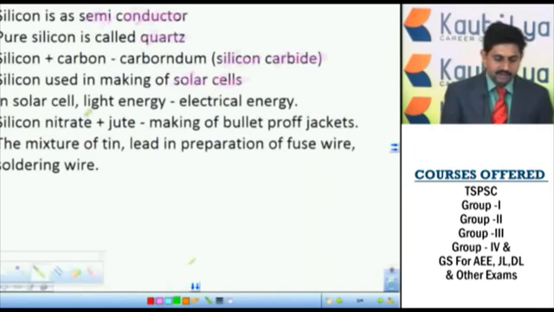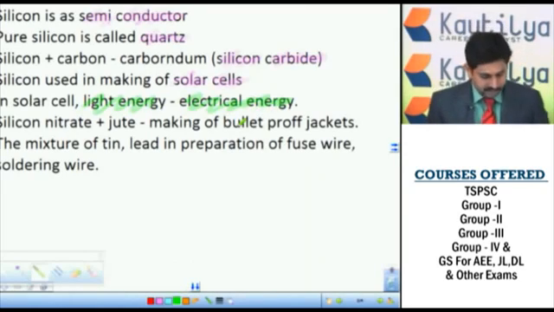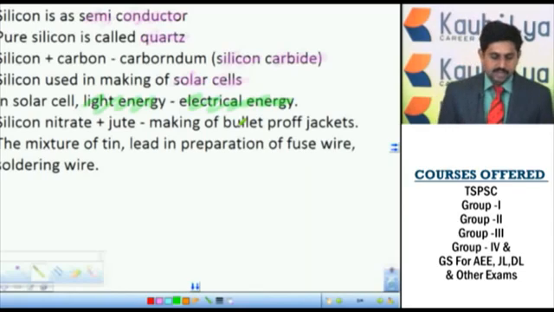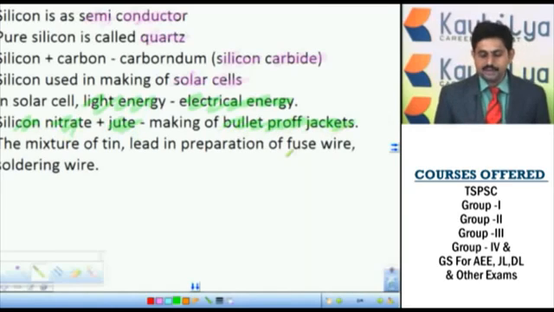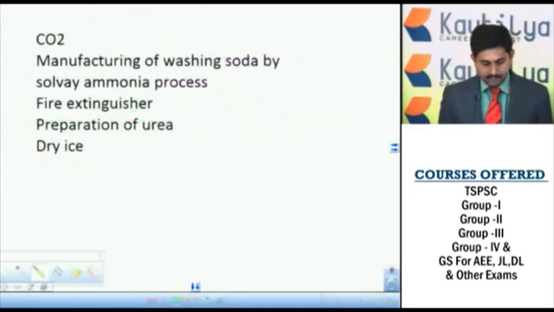In solar energy, light energy, the sunlight, is converted into electrical energy by using these cells, to run the world. And silicon nitride with jute is useful; it is also a constituent of bulletproof jackets. The mixture of tin and lead is useful in the preparation of fuses. Tin and lead alloy is used in electric fuse wire, and also in soldering.